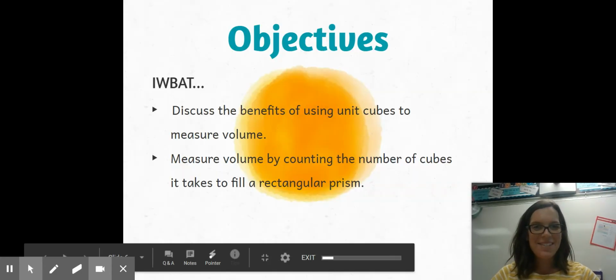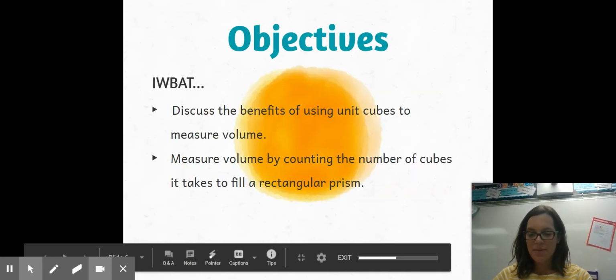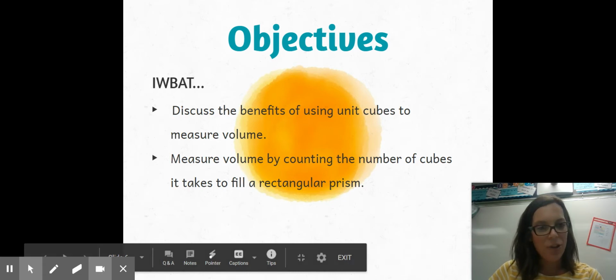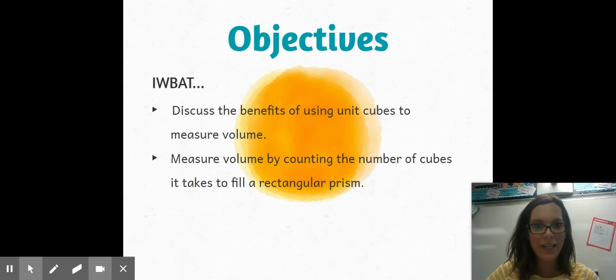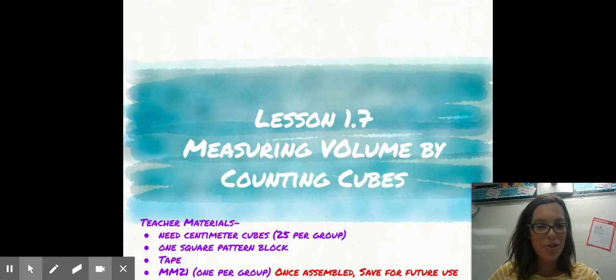Hi, everybody. So today we are going to be moving on and learning more about volume. We are on lesson 1.7. I think I probably should have shown that to you first. We're going to be measuring volume today by counting cubes.